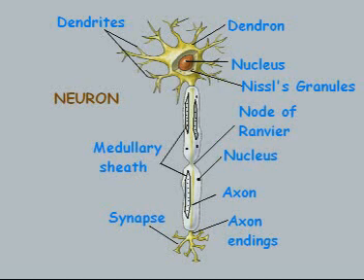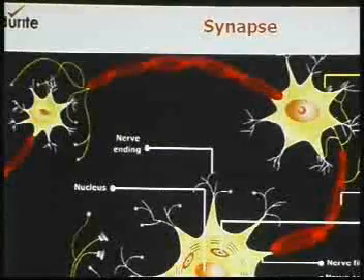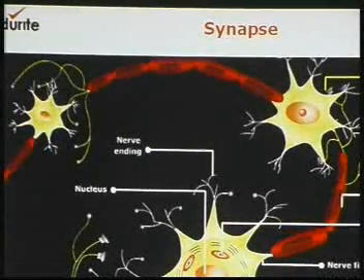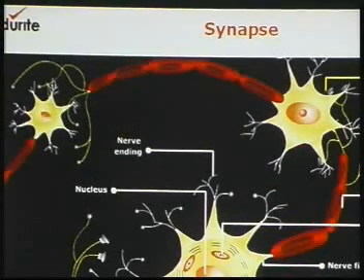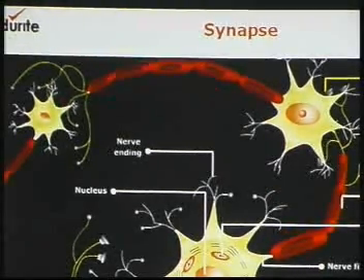Now, what is the function of the myelin sheath in a neuron? The myelin sheath insulates the axon and maintains the impulse through the axon. It also speeds up the conduction of the impulse. It will help it travel faster.